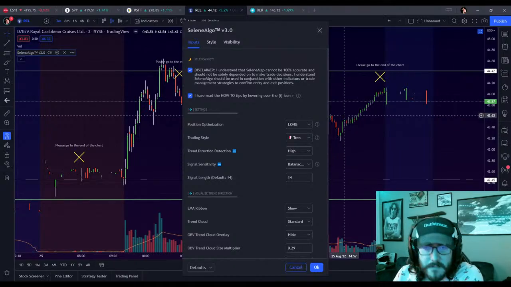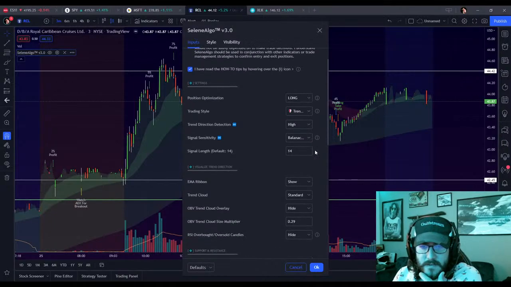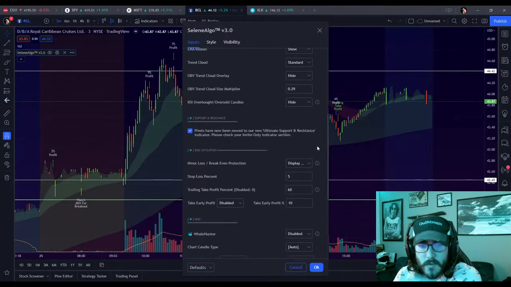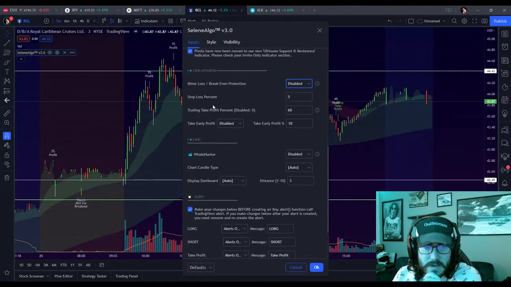So you'll double click on this, or you can go into the settings wheel right here, check our disclaimers. Now the way this comes right out of the box is it comes with position optimization long, trading style is trend finder, trend direction detection, which is one of the new additions, on high, signal sensitivity is balanced, and default length is 14. Now there's a lot of other sections within Selene, visualization trend. We're not going to change too much of that. I'll go into a little bit. And then risk mitigation, this is completely subjective on how you guys want to display it. I just straight up disable it. Take early profit as well in the risk mitigation tab.